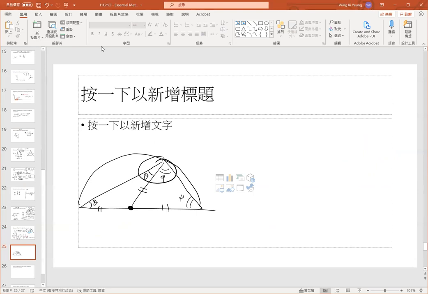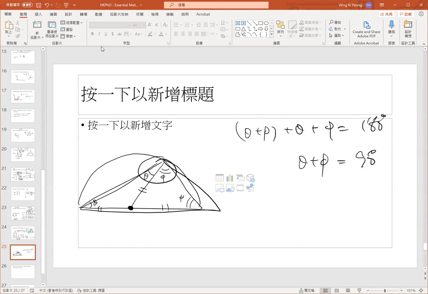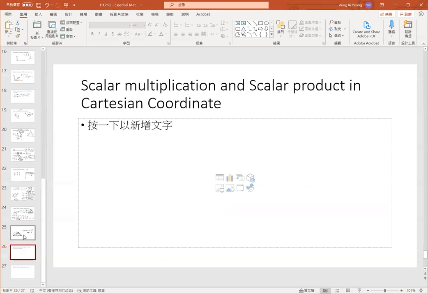And then you're just using the angle sum of the big triangle, is it? The large triangle. So that is theta plus phi plus theta plus phi equal to 180 degrees. And it's not difficult for you to show that theta plus phi equal to 90 degrees, is it? Then this is a right angle. Okay? In some of the questions, you need to use this theorem to prove something.